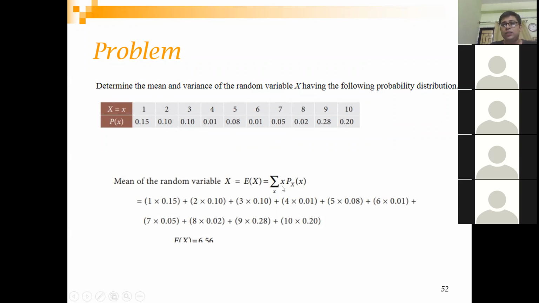So how do we do this? As we said, we'll just multiply this and sum over. We'll multiply each of these points, 1 into 0.15, 2 into 0.10, that way. And finally, what you get is, so somehow this doesn't show completely. If you calculate this, the expectation comes to be 6.56. Okay, so is it clear?